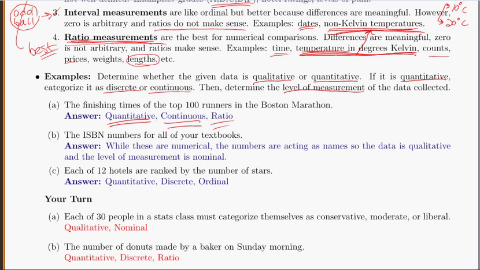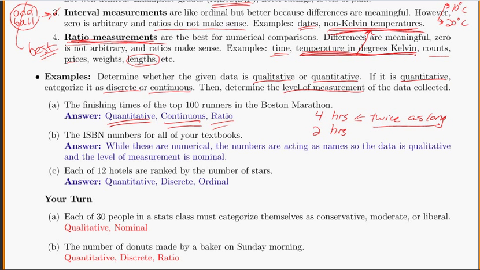And what I mean by ratios is if it takes one person 4 hours to run it, and another person 2 hours, a very fast person, then it took this person twice as long. All right, so the ratio makes sense.